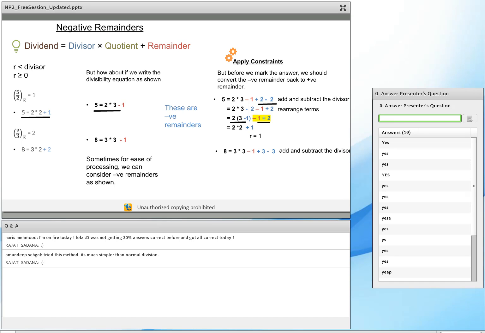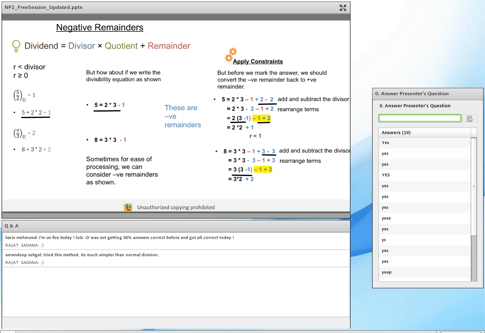In the same way, we can do the same thing with 8 as well. We can say 3 times 3 minus 1, and then we add a 3 and subtract a 3. So we are adding a net 0. Again, we rearrange the terms, and what do we really say? Say 3 times 3 minus 3, or 3 times 3 minus 1, and then minus 1 plus 3. We know this term over here is divisible by 3, so the remainder is 2.